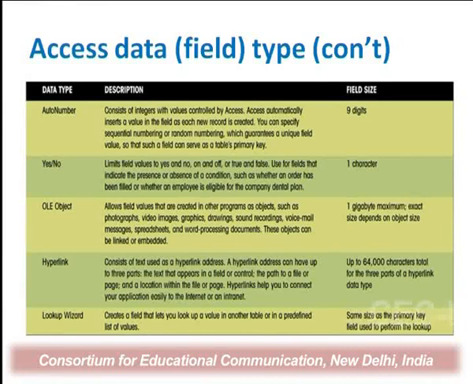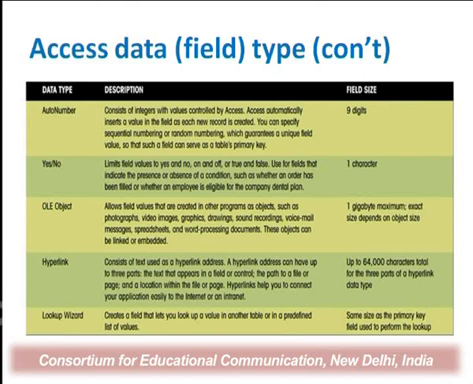For example, auto number. Auto number is a field which will automatically generate a new number. Serial-wise numbers are generated in each row. So wherever you need to give an ID or a unique identifier, auto number can be used. Each time the count will be increased automatically.